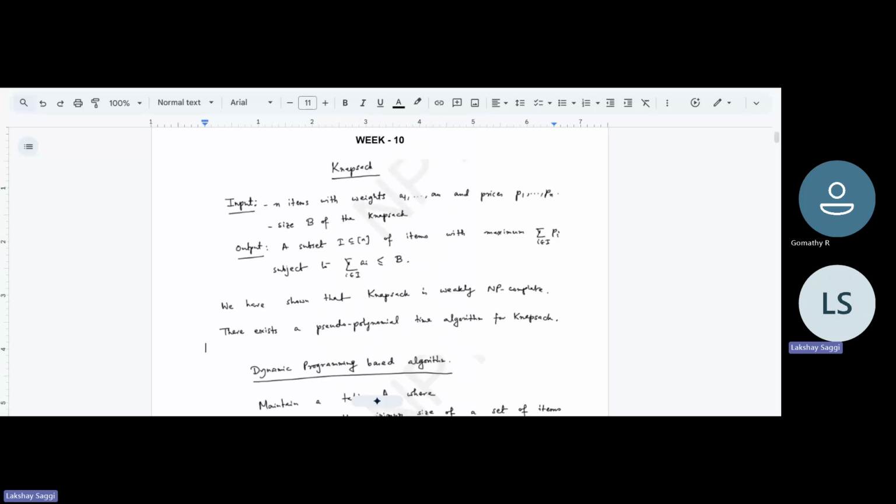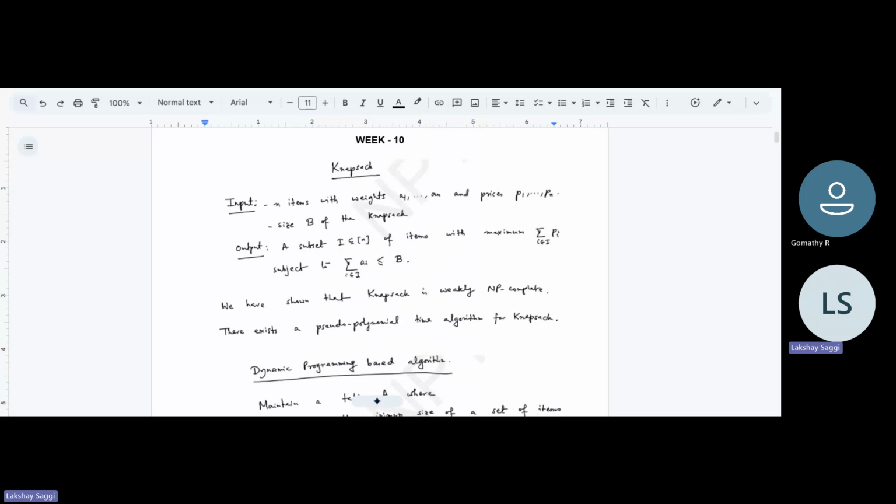Let's just revise that. In the knapsack problem, suppose we are given as input n items which have weights a1 till an, and all of the items also have some prices p1 till pn, and we have a size B knapsack. It's essentially a bag which has the size of B. In this bag, you can carry items with total weight up to capital B.